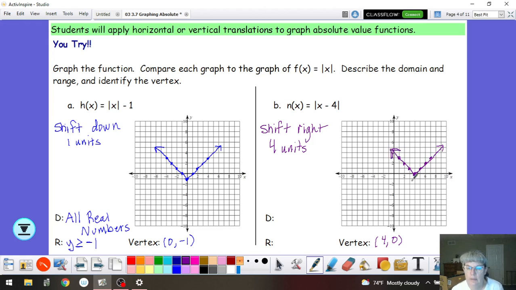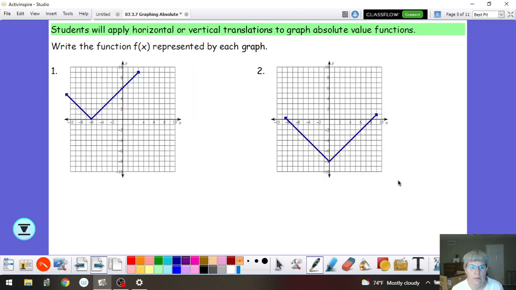The domain is all real numbers. And the range is y greater than or equal to 0, since the lowest y value is 0. Now we're going to write the function represented by each graph.